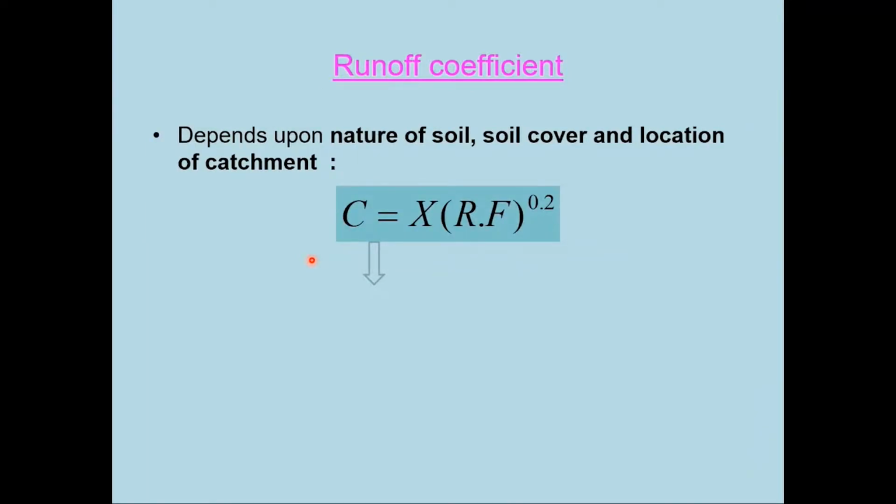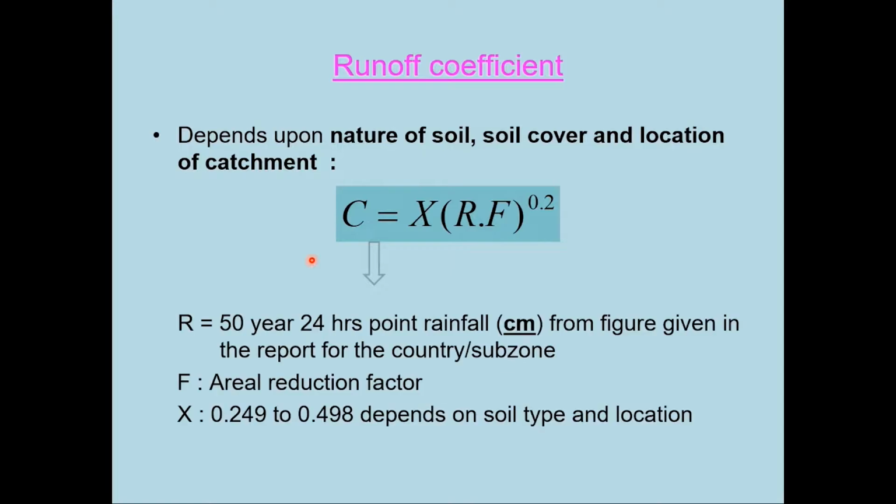So this runoff, we will explain runoff coefficient. So this is the runoff coefficient. It has three factors, X, R and F. R is 50-year 24-hour point rainfall. Means this is R. Generally R50 is 50-year 24-hour point rainfall, which is to be in centimeter for the area where the bridge is there naturally. F is the aerial reduction factor.